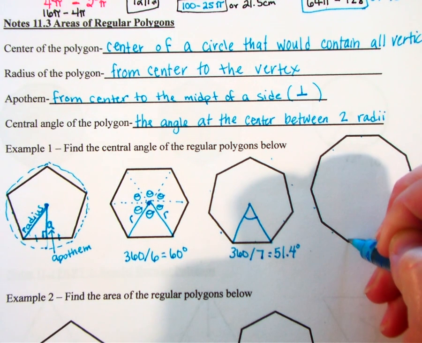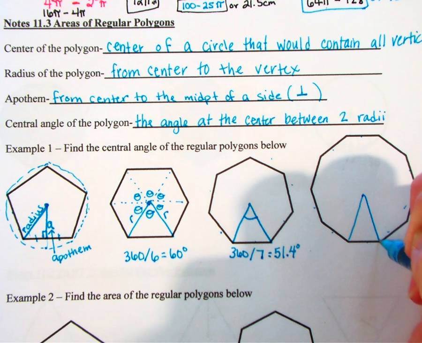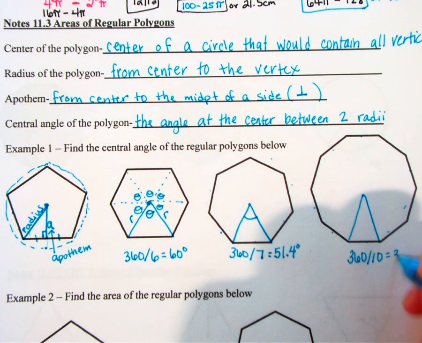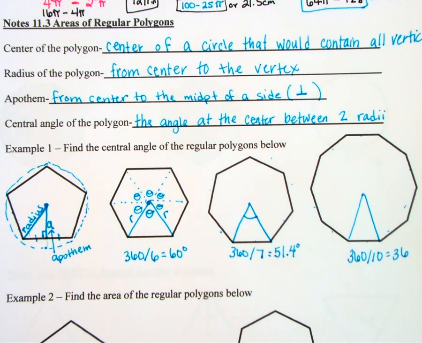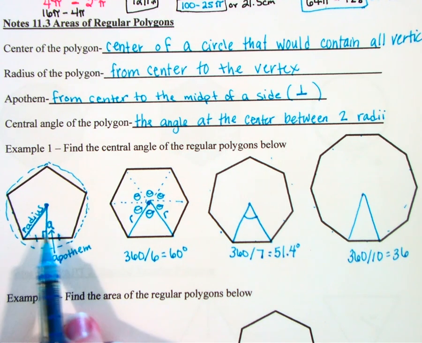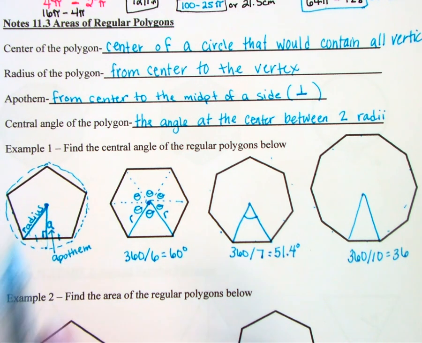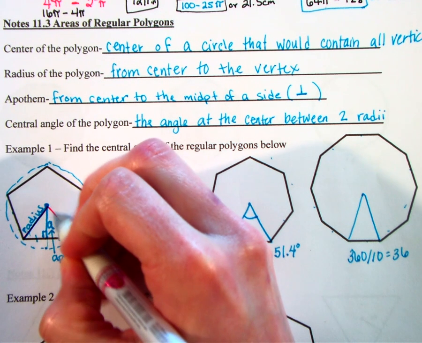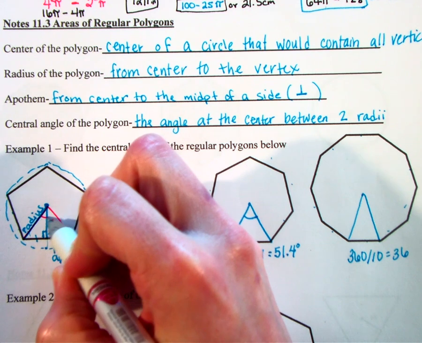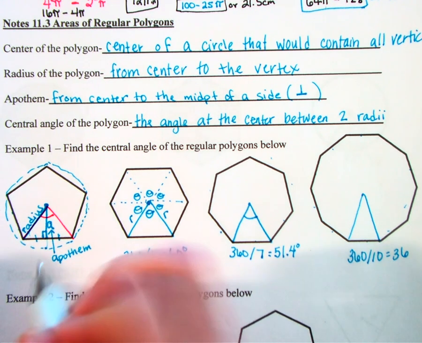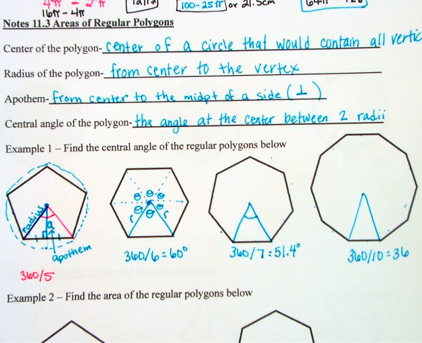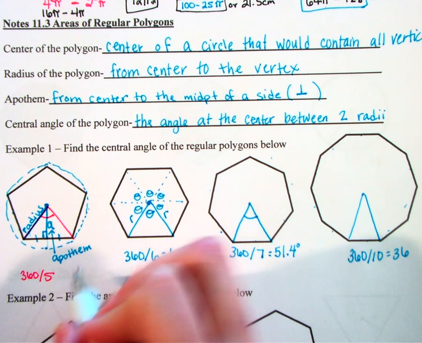And then the same thing, do it one more time for this one, decagon. So 360 divided by 10 is 36. Okay. So what we're going to do, though, as we go through the problem, is we are actually going to be using this triangle. So if you go back to what we were talking about with the central angle, the central angle is this whole angle right there. That's our central angle. So if I take 360 and divide it by 5, because this is a pentagon, you get 72 degrees.